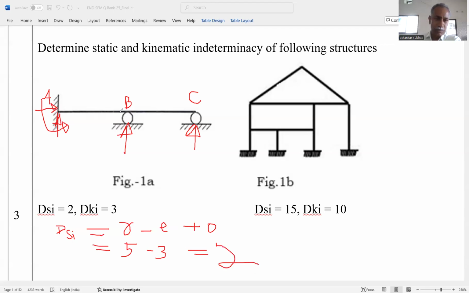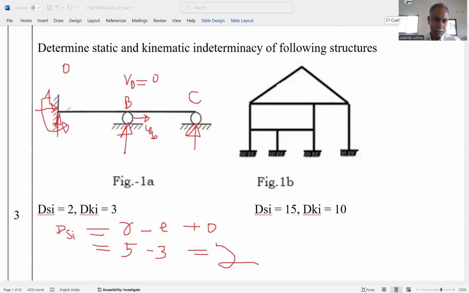Okay, but what about the kinematic redundancy? Support A is fixed, that's why the horizontal translation, vertical translation, and the rotation, all three are 0. That's why at support A, there is no translation, no rotation. But at support B, this support can move in the X direction. That's why UB is there, right? In the vertical direction, a reaction component is there. That's why it restricts the movement in the vertical direction. That's why VB is 0.